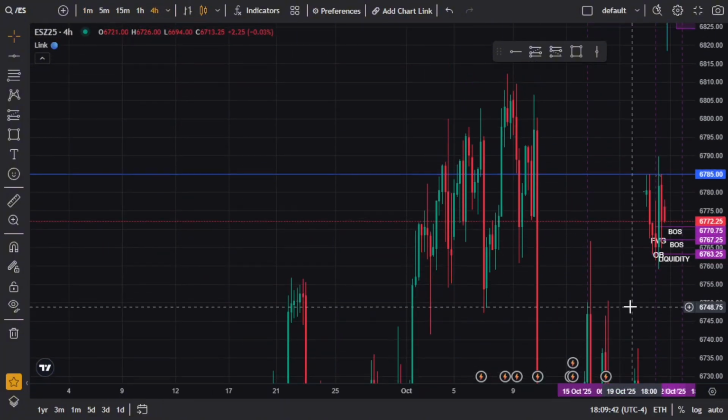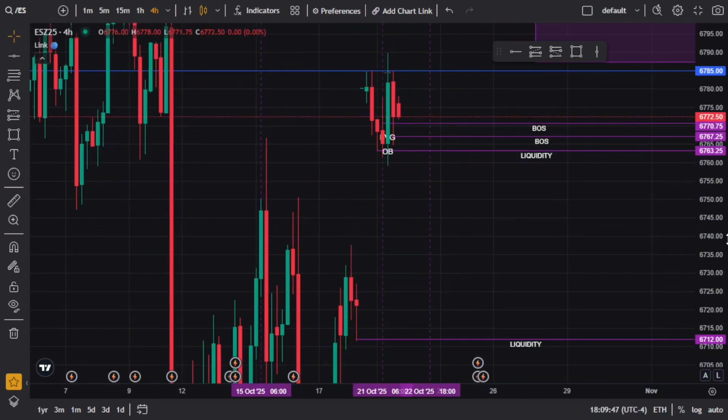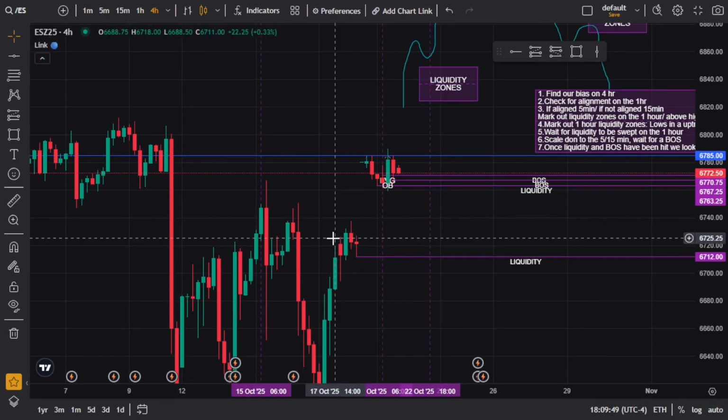Wow, that is crazy looking. Check the 4 hour. Okay, we're in an uptrend. I don't know what the skip's about. Don't mind the skip here. This is weird.